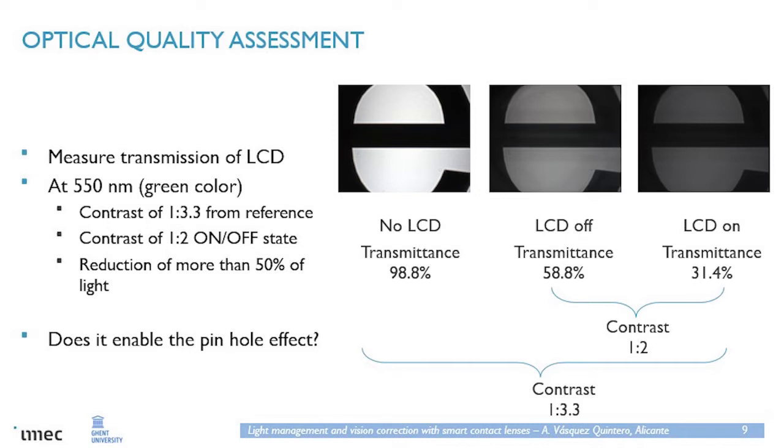So in this case, we can see the letter E without any contact lens, and then we have a high transmittance, so the contrast is very high, black and white. Then we put the contact lens when it's off. We have a transmittance of 60%, so things are becoming a little bit darker, just because of the different layers that we have. And then finally, when we put the lens on, then we have a transmittance of 30%, so we can reduce, again, more than 50% of the light.